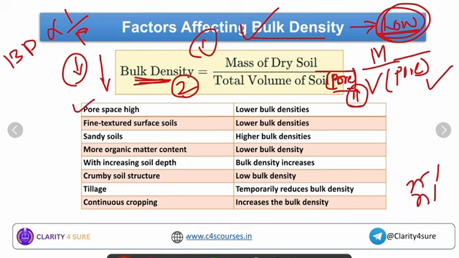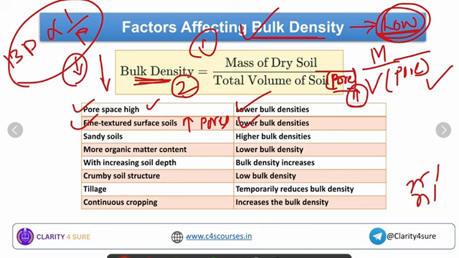Let's start one by one. You tell me, if the pore space is high, what impact will it have on the bulk density? Bulk density is going to be low, because we covered that bulk density is inversely proportional to porosity. Next, the fine textured surface soil will have more pores, and because of the same reason it will have a lower bulk density. Again, more organic matter is good for soil, good for agriculture and crops, which means it is going to lower the bulk density. Again, the crumbly soil structure, as I said, we know is ideal for agriculture.